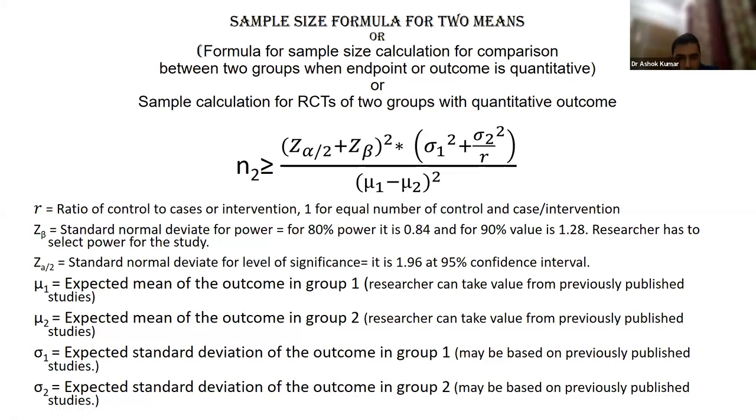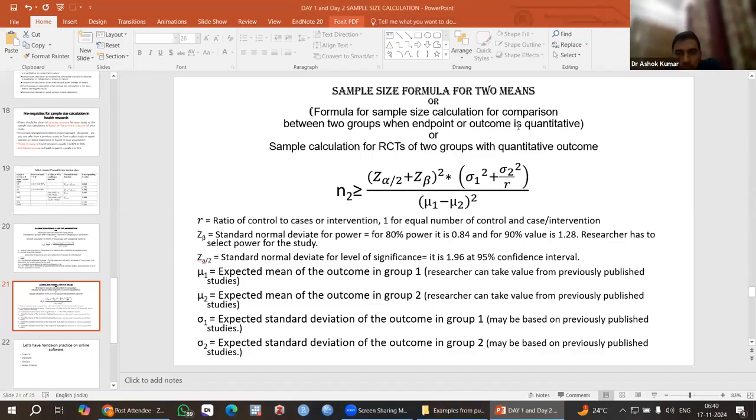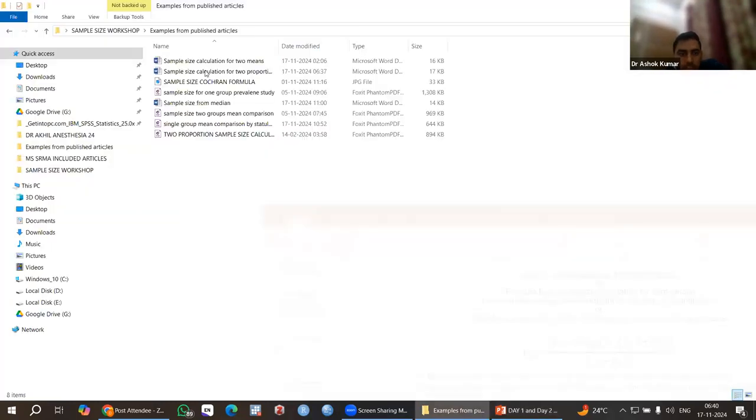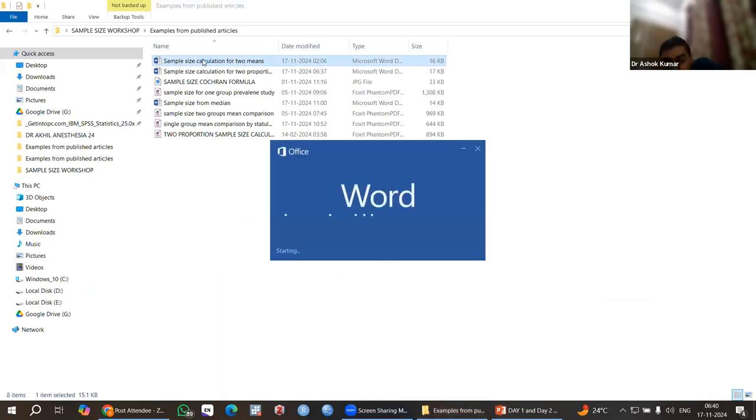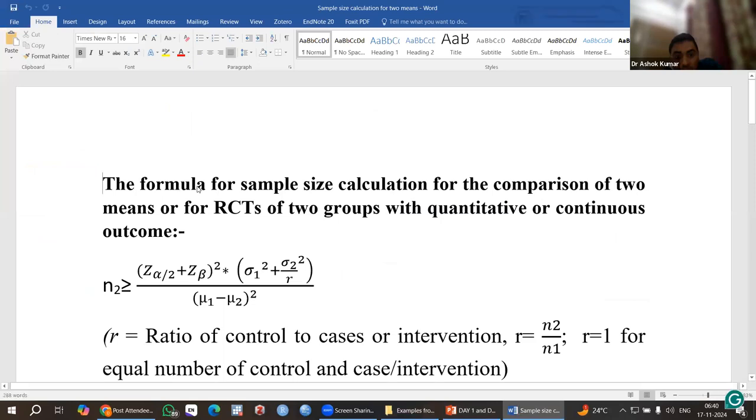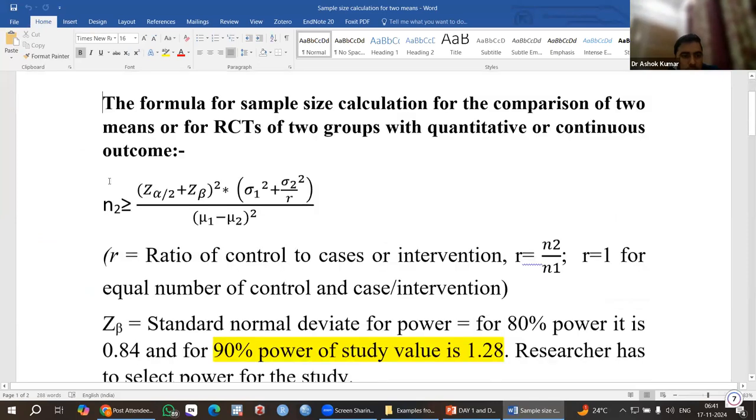So for this, this is for 2 means. Okay. So this is the formula for sample size calculation for the comparison of 2 means or for RCTs of 2 groups with quantitative or continuous outcome. So this is the formula you can see here.